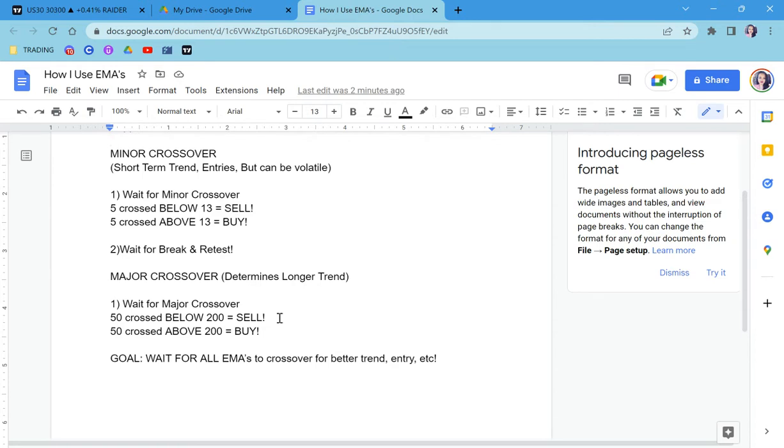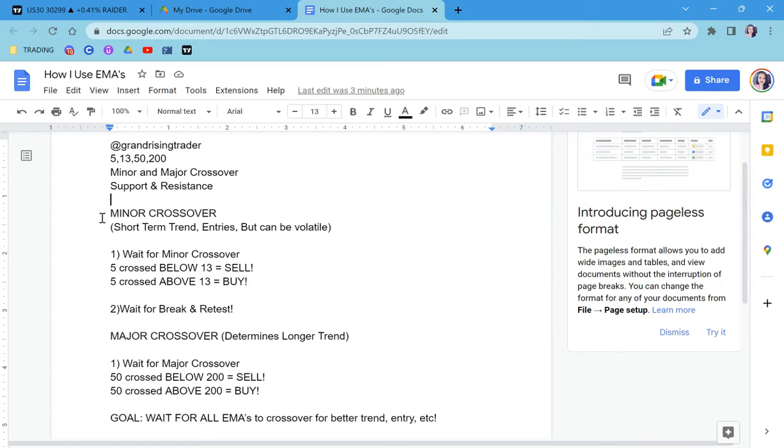So with the longer trend, a lot of this, the 50 and the 200 EMAs, is actually being used by hedge funds. They call it the golden cross or something, or the death cross. So if you wanted to, you can look that up on your own. I'm not going to go in depth with it because there's other moving averages as well. I just specifically use the EMAs, the exponential moving averages. But this is just something really quick that I wanted to throw together. The goal is to wait for all of these EMAs to cross over for a better trend, better entry, better price, that kind of gist.